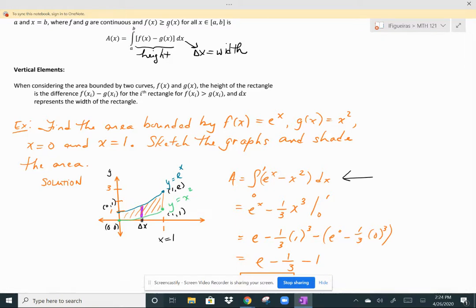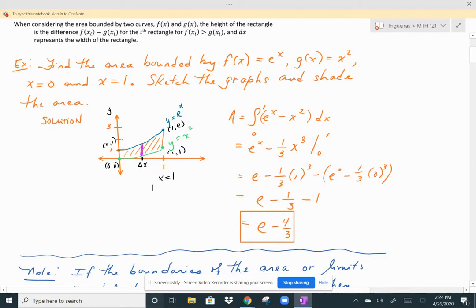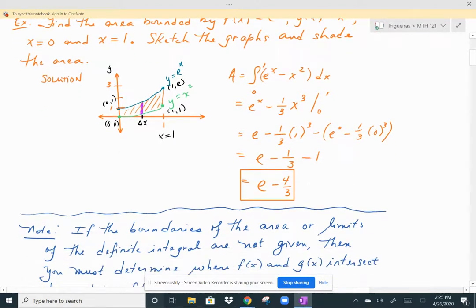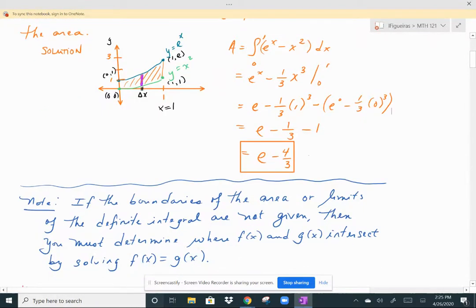All right, so now we take the antiderivative. The antiderivative of e to the x is itself. The antiderivative of x squared is 1/3 x cubed. We have to evaluate that from 0 to 1 by the fundamental theorem of calculus. Remember, always plug in the upper limit first. So you plug in 1 first and then subtract when you plug in the lower limit. So when you do that computation, you get e minus 4/3 as your area, which is a positive number, which is what you expect because you can see that this area is above the x-axis.